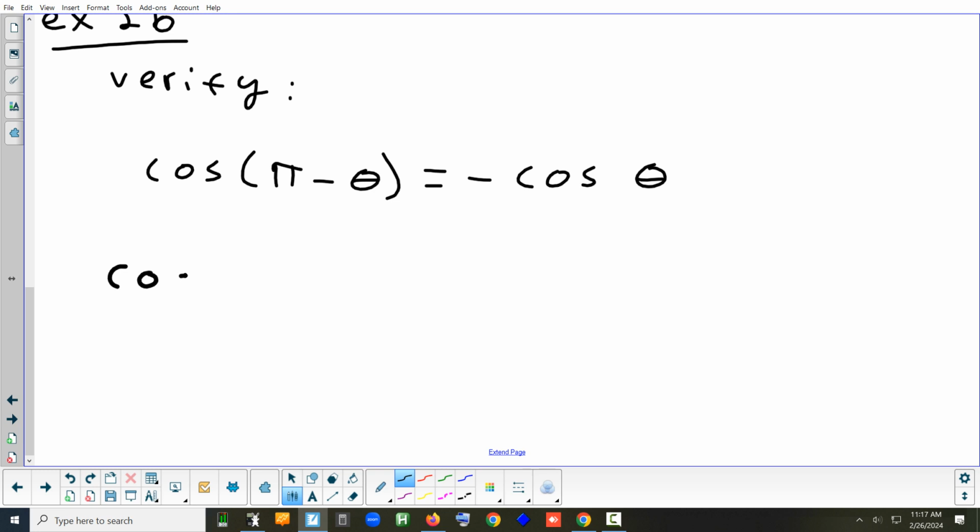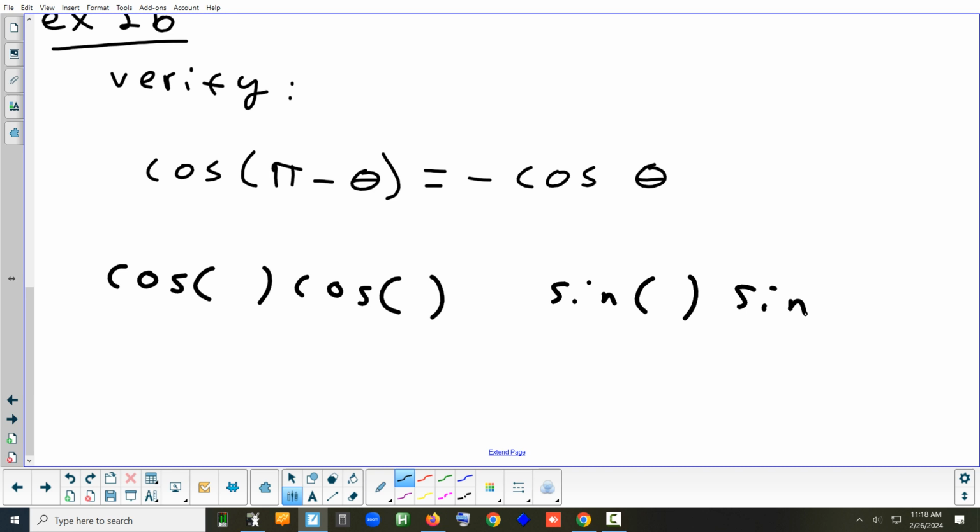All right. Cosine, cosine. Sine, sine. What goes between the two terms? It's always the opposite of what you have right here. If it was added, then it would be a minus. We haven't learned that yet, but that's the pattern. What do we fill in for our first angle? Pi. Second angle? Theta. Okay, you're not going to be able to do anything with the theta, but you can with the pi.